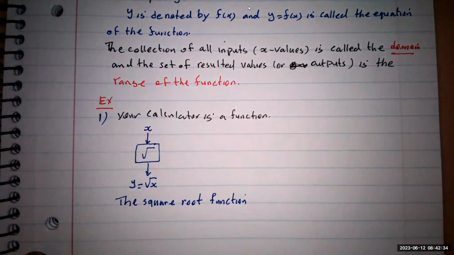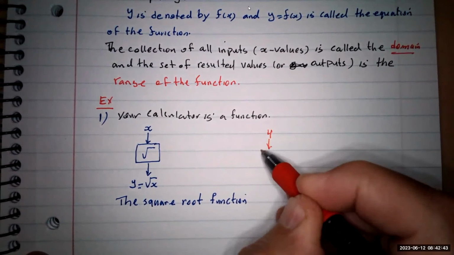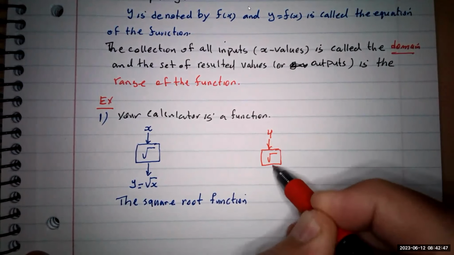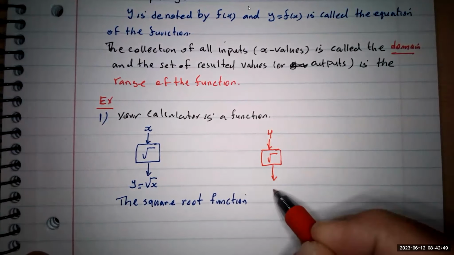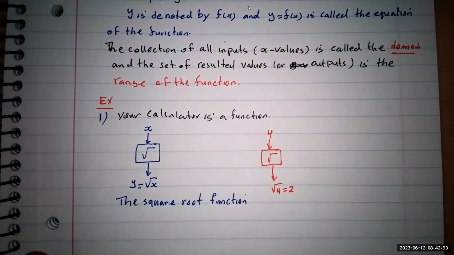So it depends on the action that you're going to take. If you use the square root function, for example, and you put in 4 and click on the square root, the result would be 2, radical 4 equals 2. So this 4 is in the domain of your function, because 4 goes through the machine and gives a result. Any questions?